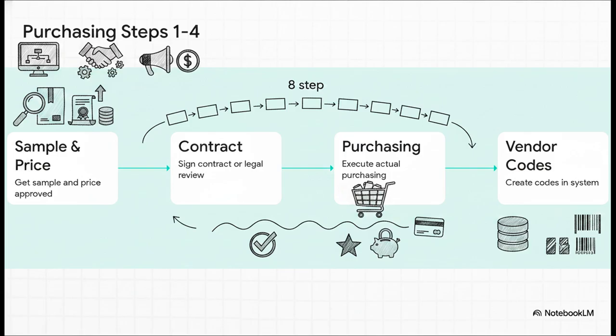Step 2, you move forward with contract signing, using our standard templates, of course, or you get a legal review. Step 3, you execute the actual purchase. And Step 4, you make sure the vendor and product codes are officially generated in the system.